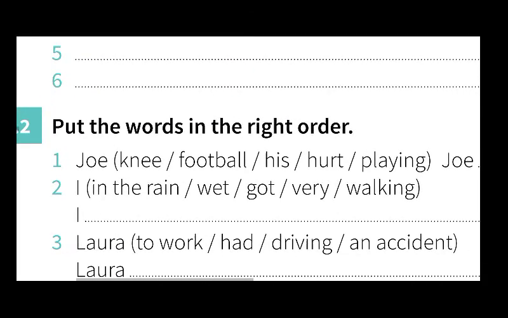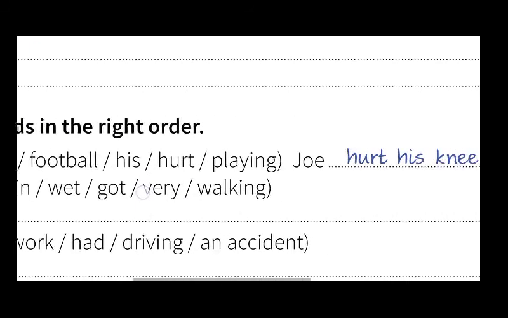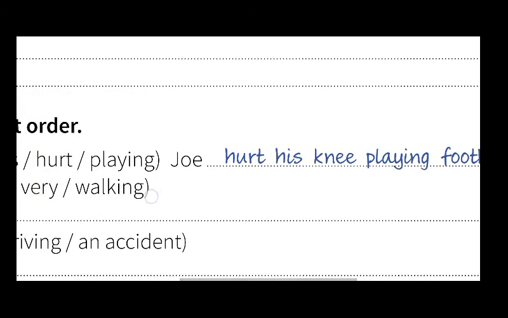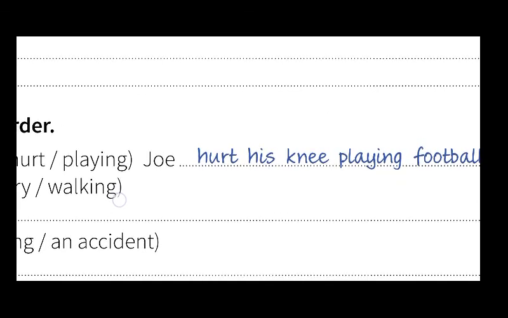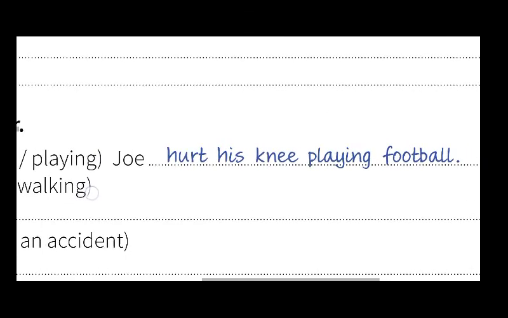Exercise number 2. Put the words in the right order. We have here jumbled words: Joe, knee, football, his, hurt, playing football. This is an example. Joe hurt his knee playing football.